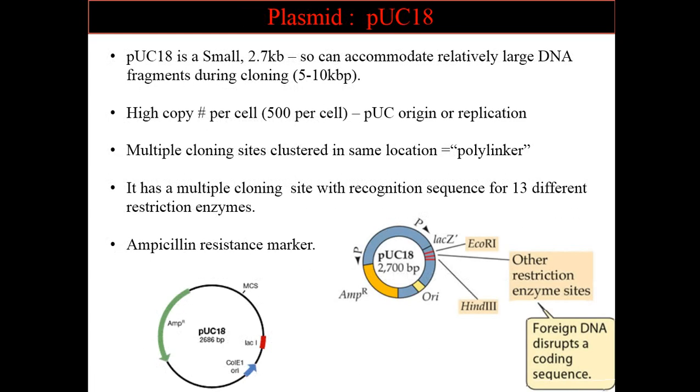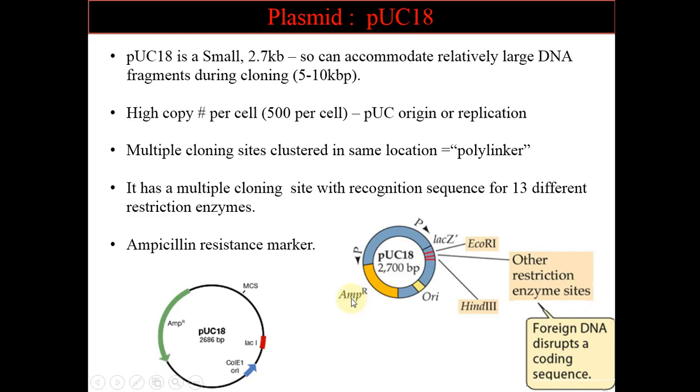Then the second plasmid vector, pUC18. Both are the same. See, this pUC18 is small, 2.7 kb, almost similar in size, and can accommodate 5 to 10 kb insert. It has a high copy number per cell. One cell may have 500 pUC copies. Multiple cloning sites are there. It has multiple cloning sequences for 13 different enzymes, and an ampicillin resistance gene.